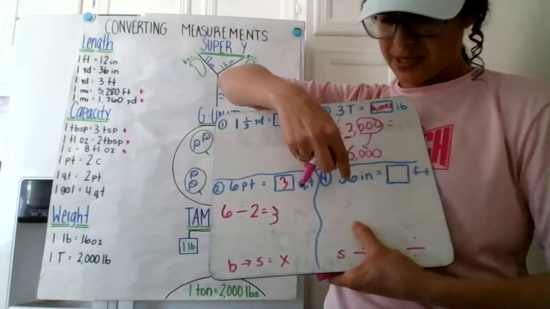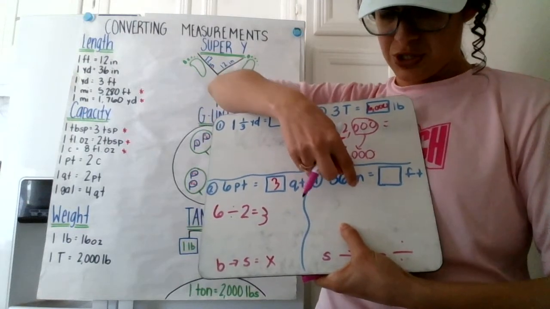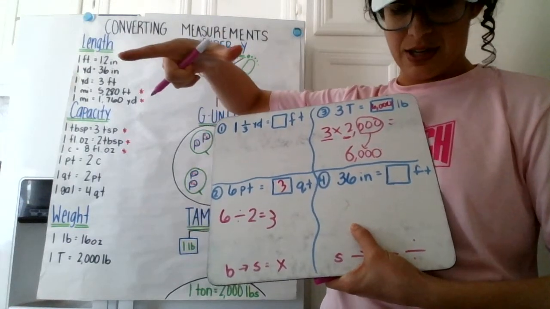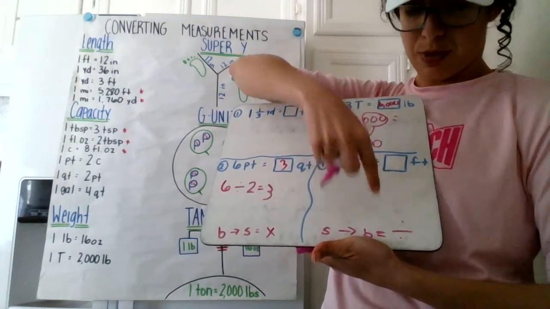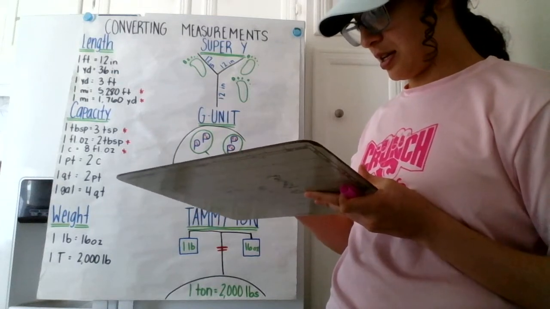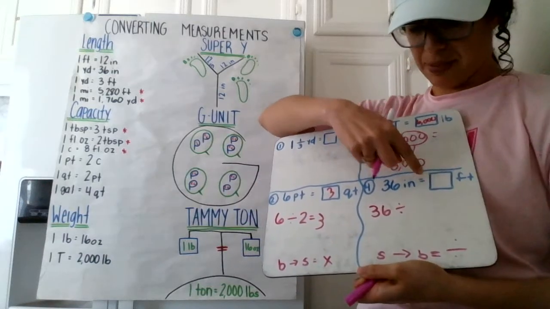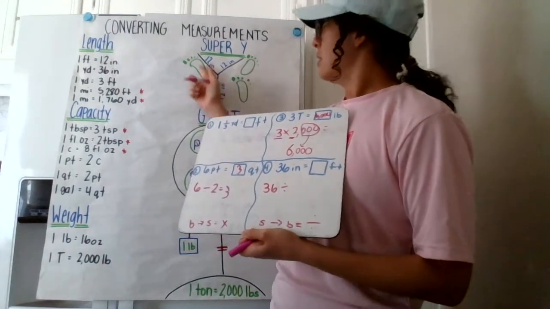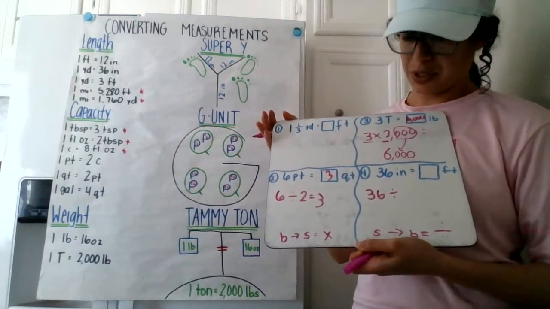Okay, and then we're going to go to 4. So I have 36 inches and I'm going to 2 feet. So from inches to feet. I'm going from small to big or big to small? I'm going from small to big. So I'm going to take this 36 and I'm going to divide it by something. What am I going to divide it by? Is it here or here? What do you think I'm going to divide by?